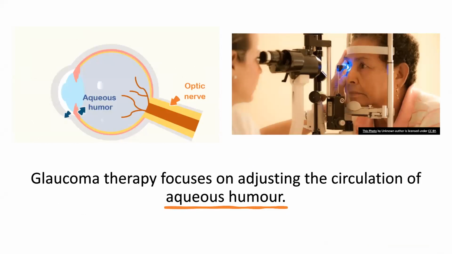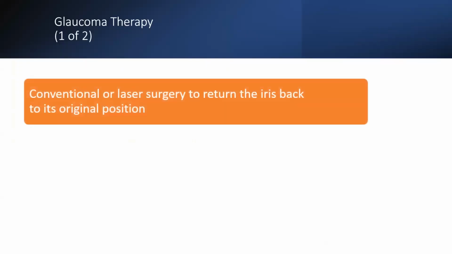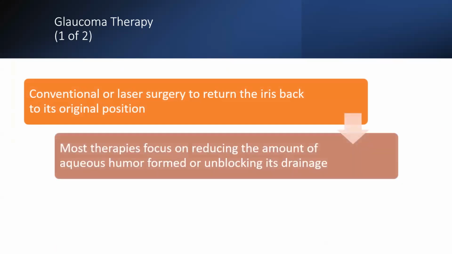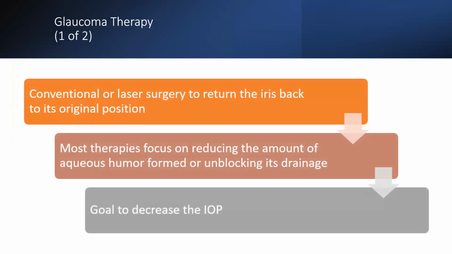Now, glaucoma therapy focuses on adjusting the circulation of the aqueous humor. How it works? Either conventional or laser surgery to return the iris back to its original position. And most therapies focus on reducing the amount of aqueous humor formed or unblocking its drainage. Our goal is to decrease the intraocular pressure.